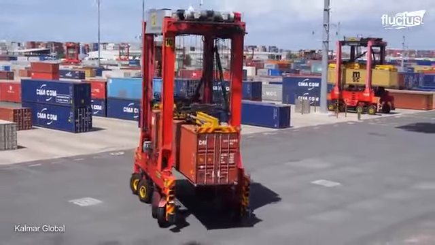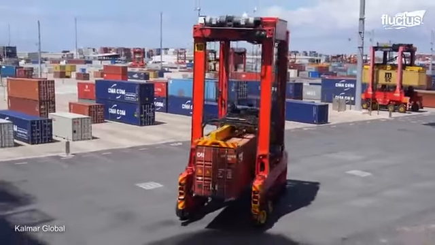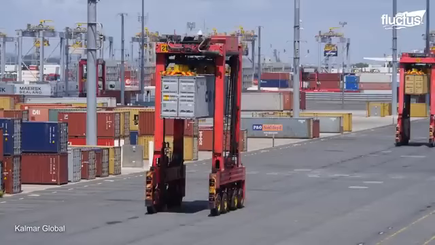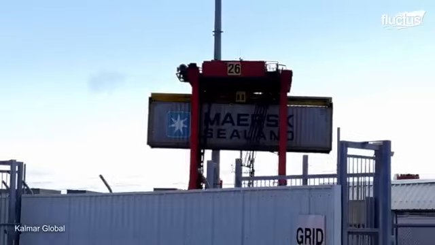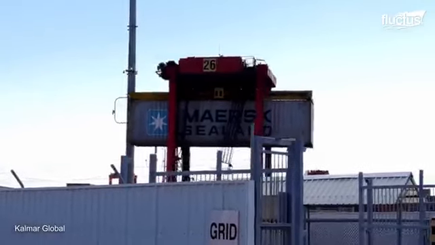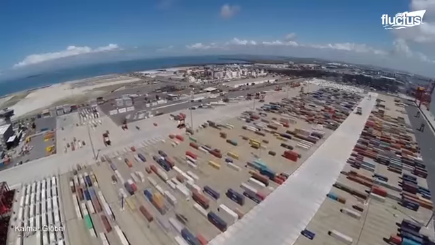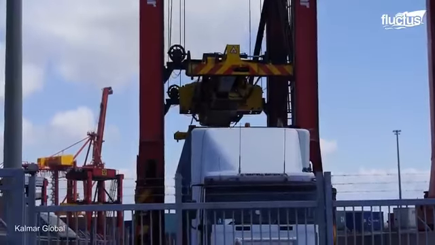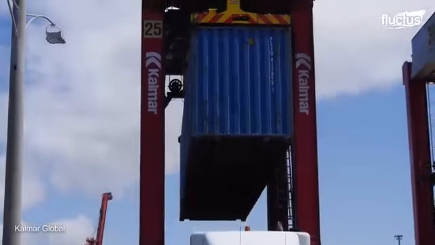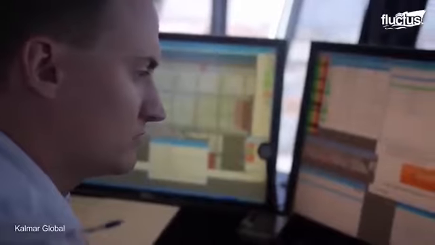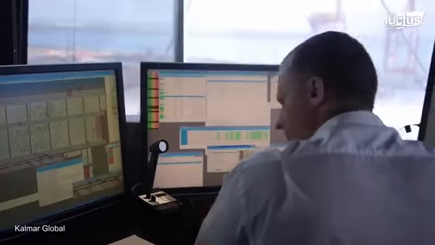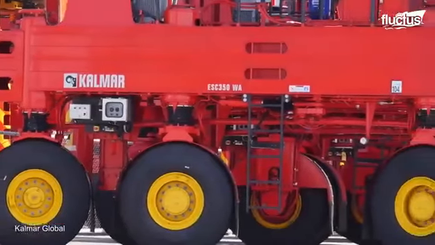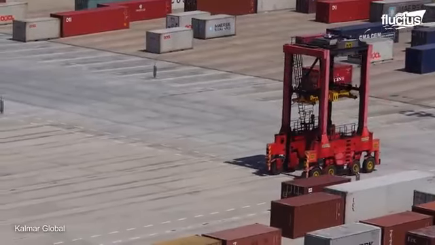They use sophisticated technology to move containers that weigh up to 60 tons, and they can stack them up to 4 high. The automated container straddle is remotely monitored and has the ability to connect with other terminal operating systems, increasing predictability and operational efficiency.